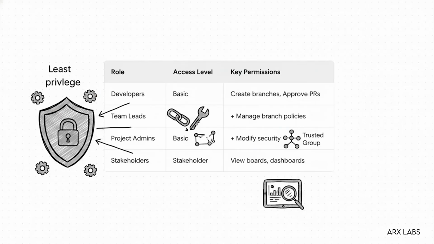So, what does this look like in the real world? Well, here's a pretty good template to start with. Notice how everyone gets just what they need and nothing more. Your developers get basic access so they can create branches, approve PRs, and queue builds, their day-to-day job. Team leads get that plus a little extra, like managing branch policies. And the project admins, that group should be tiny, super small, and trusted. This right here is the principle of least privilege in action.